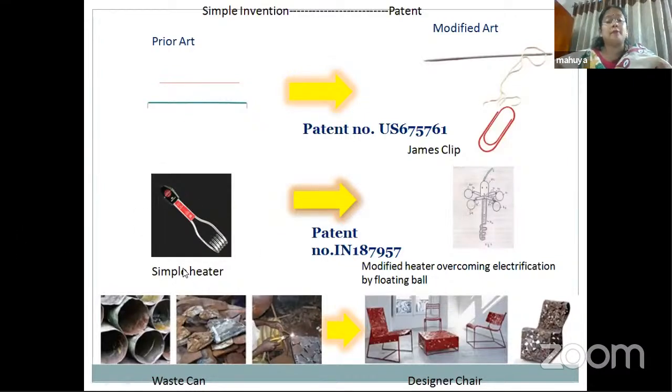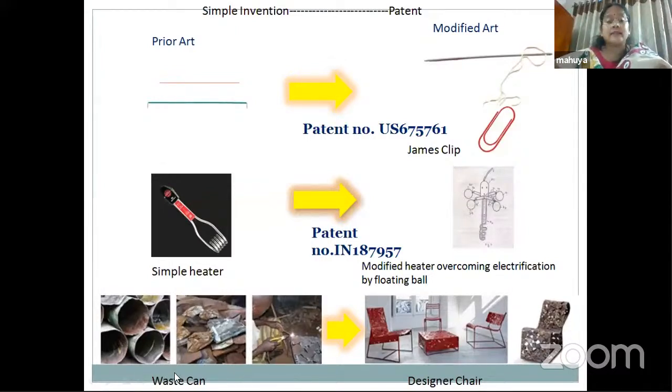Now I'm giving the example of a simple heater. When it floats in the water, grandparents always warn the child not to use it because of the problem of electrification: don't touch the bucket. Afterwards, someone developed a crisscross arrangement with four floating balls so that this simple heater can float in the bucket. It is a new idea, a new innovation. The company applied for this patent and it was granted.